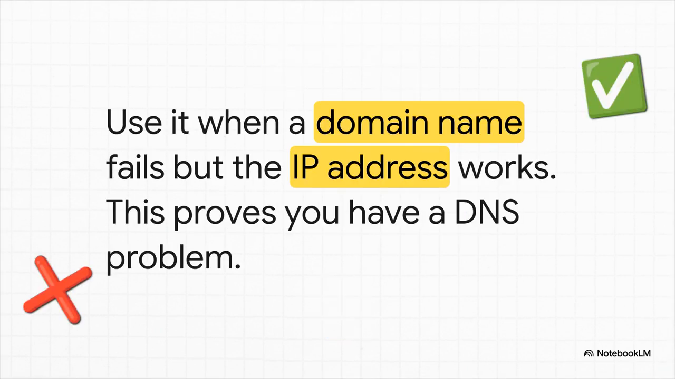Here it is. Let's say you type google.com into your browser and nothing happens. It just fails. But then you happen to know its IP address. You type that in, like 142.250.187.174, and poof, it works perfectly. That means you don't have a connectivity problem. You have a name problem. Your computer's address book is broken, and Nslookup is the tool that proves it.